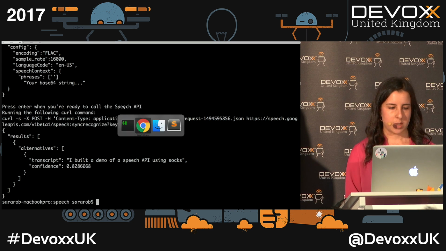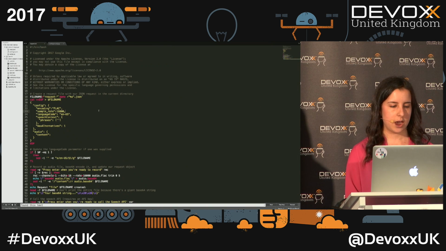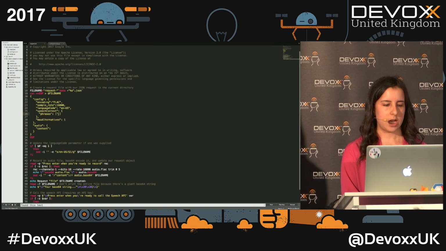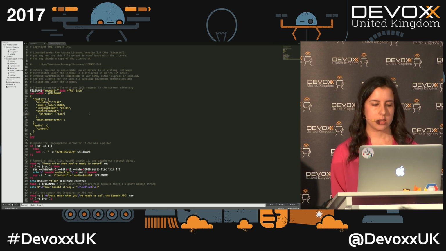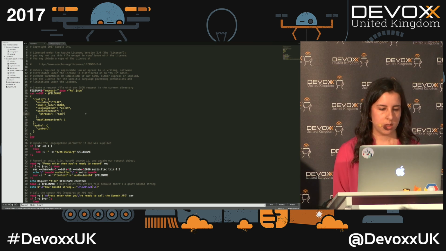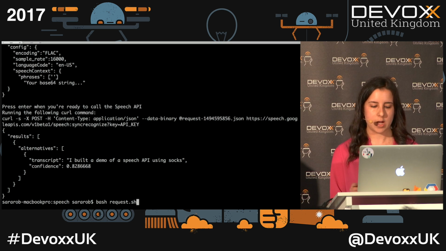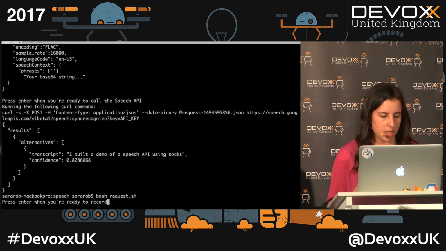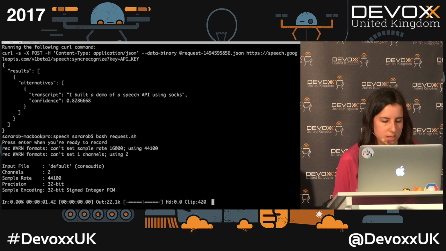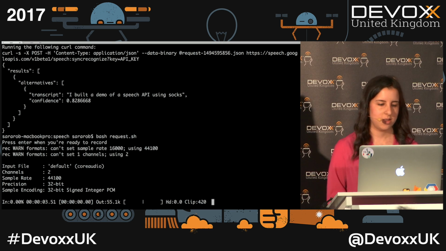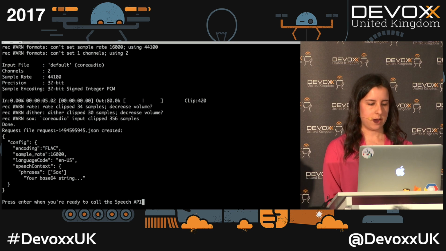So if I go into my script right here, and let's say I want it to recognize this tool that I used called socks, I can put that in the phrases parameter, and it's going to look out for that. So now if I go back to my script and record the same thing, now that it's looking for the proper noun socks, I will try it again. I built a speech API demo using socks. And we'll see how it did. Now it's looking for that phrase.